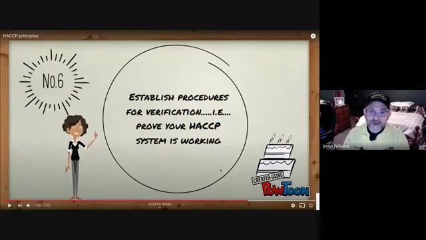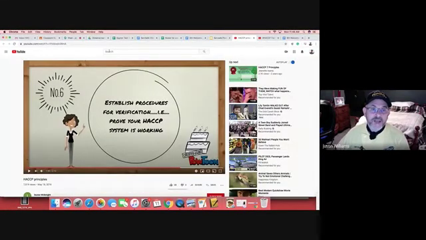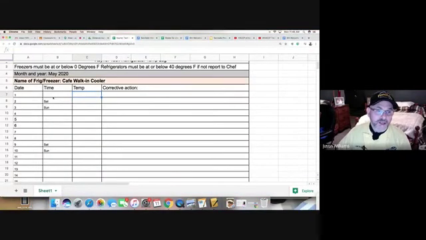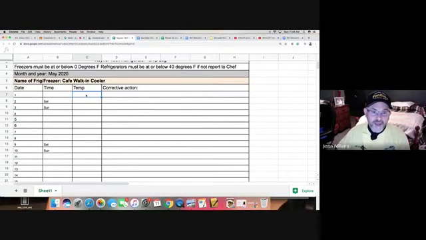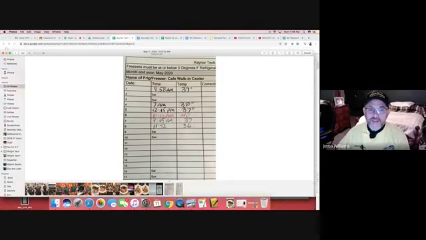All right, so you need to establish procedures for verification. Prove that your HACCP system is working. And I'm going to go back to that same temperature log. Actually, here's the temperature log itself, and you can see I put it on the fridge, May 20th. There's the date. Fill in the thing. Now, there's a couple of things we need to look for. This is an example of it being filled out.